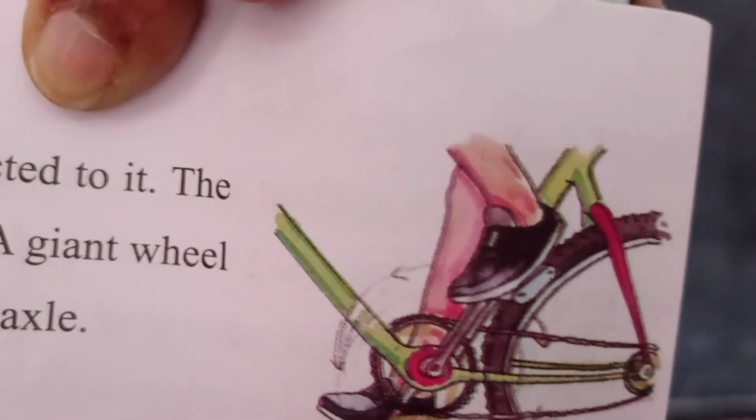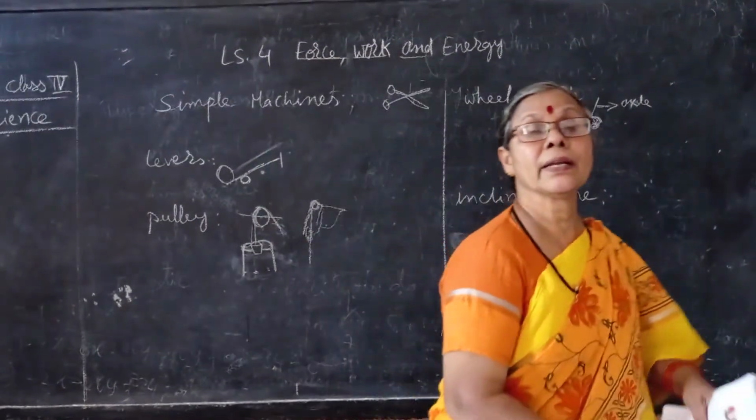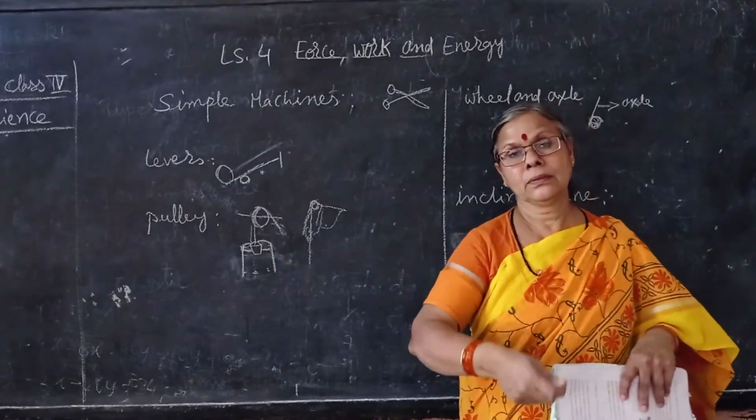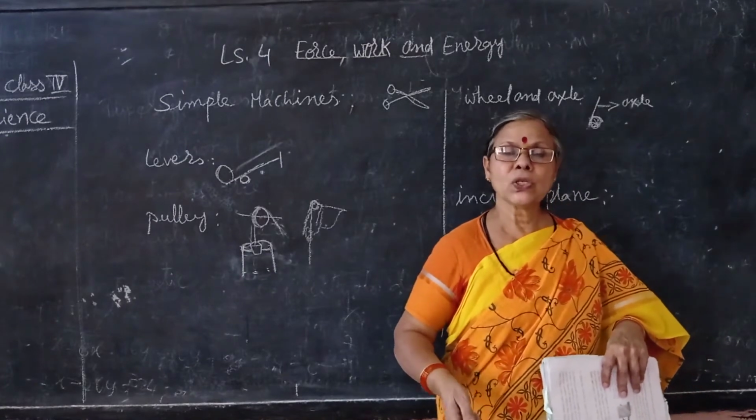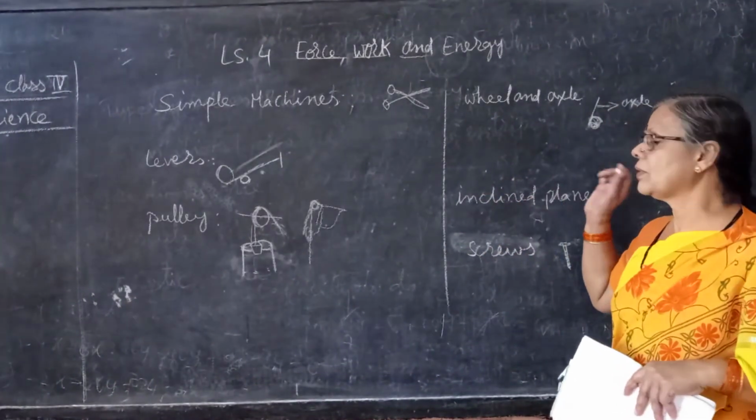Can you see? This is the wheel and axle. It has a wheel with a rod connected. You can see this pedal. This is the rod, and this is the rod, and this is also a rod which are connected to it. A giant wheel and a bicycle pedal are examples of a wheel and axle. And even the small children play with one wheel, and the wheel is connected to a rod. So that is also an example of a wheel and axle.